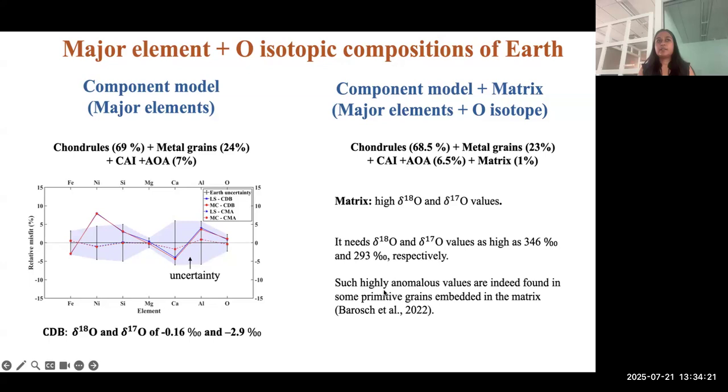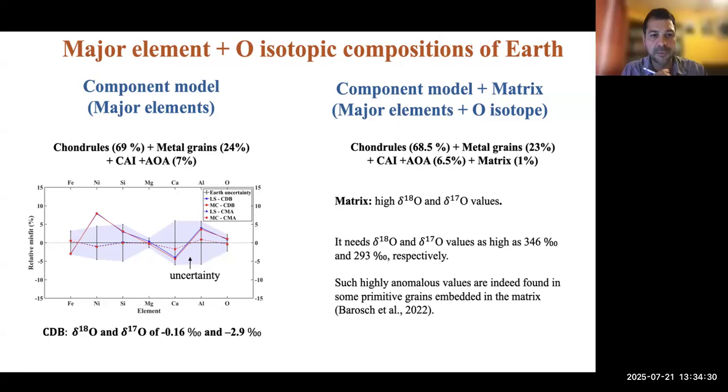Matrix is a well-debated topic. We don't know how it came about, but it has some solar grains, presolar grains, that have highly anomalous values. And you could add that amount of matrix by planetesimal accretion, right? So mixing chondrites into the accretion in the end.